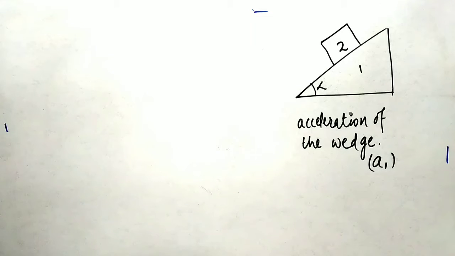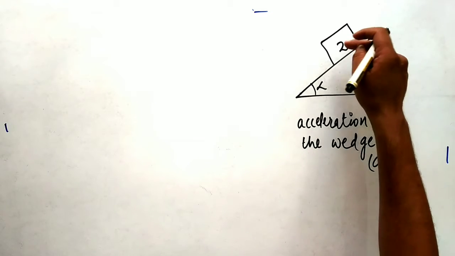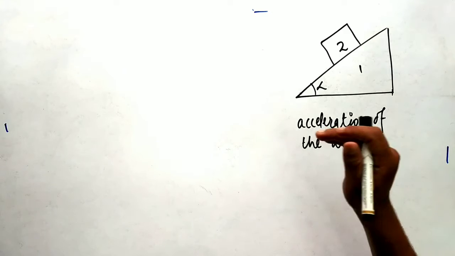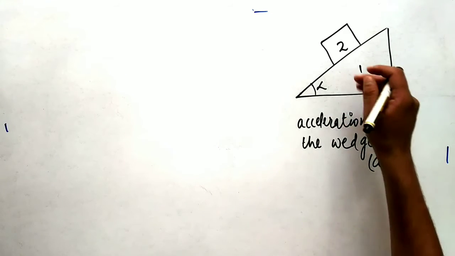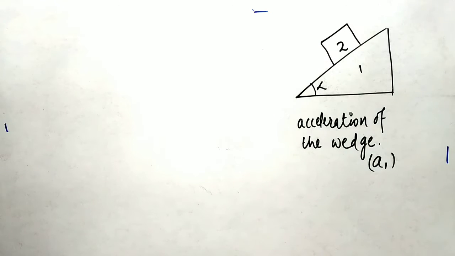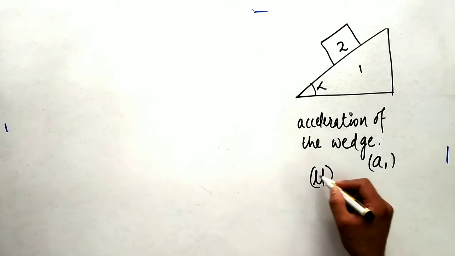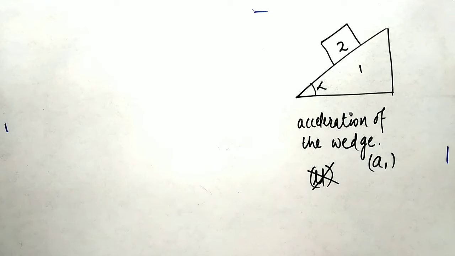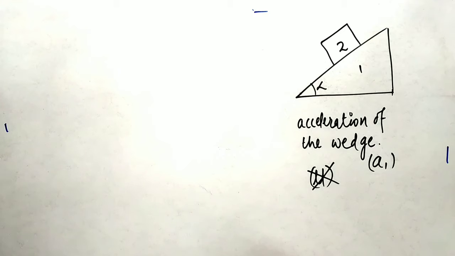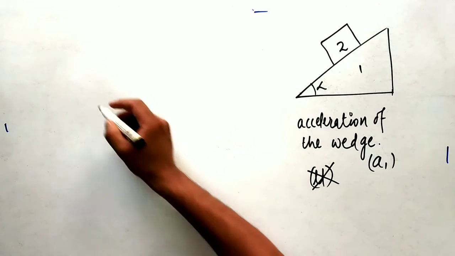There are a few things that you need to understand. The first thing is obvious that the block 2 is going to move downwards, and since it's moving downwards, it is going to push the block 1 to the right. There is no friction. We are going to draw the free body diagram of the block 2.